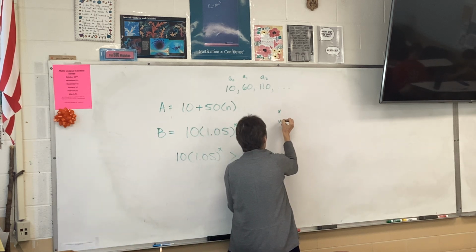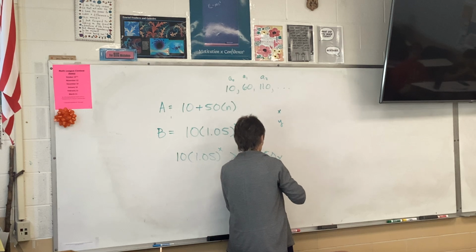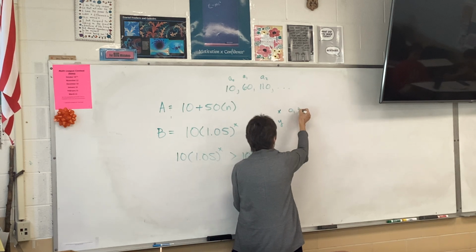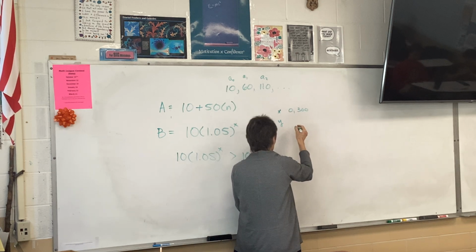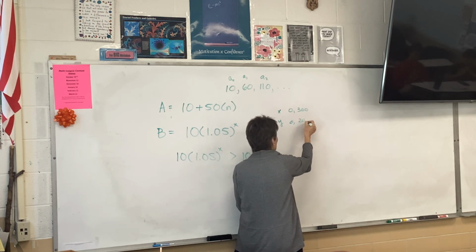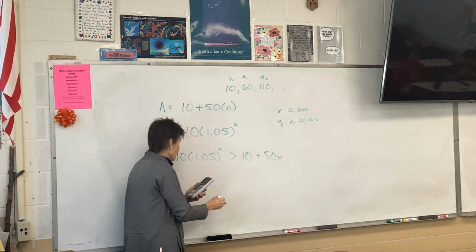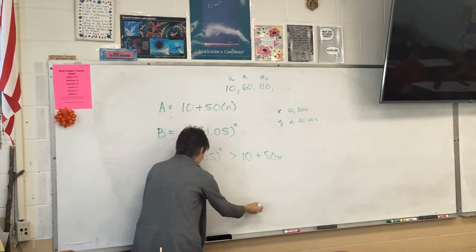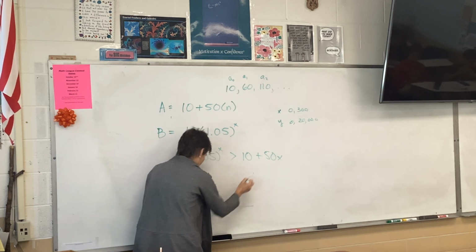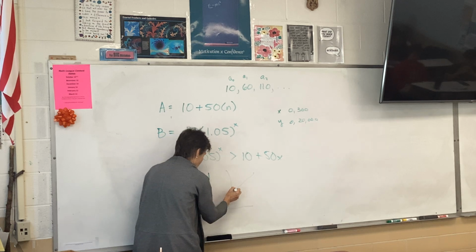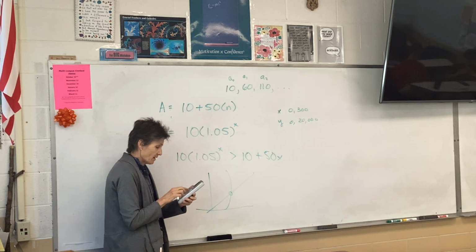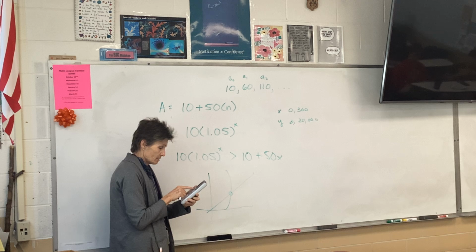The window I ultimately used was 0 to 300 on the X's and 0 to 20,000 on the Y's. There are lots of windows you could use, but that gives me a great picture. I see my line and I see my exponential, and so I'm going to find that point right there.